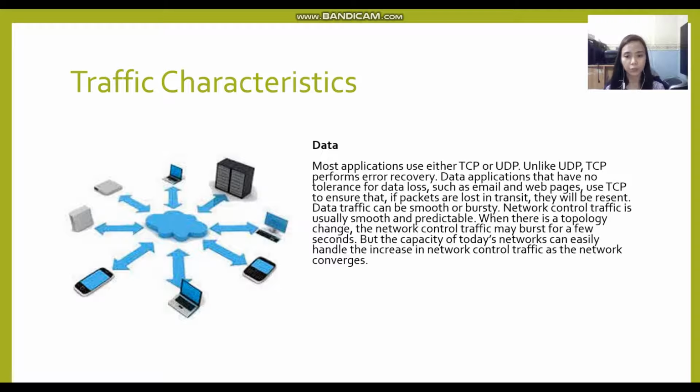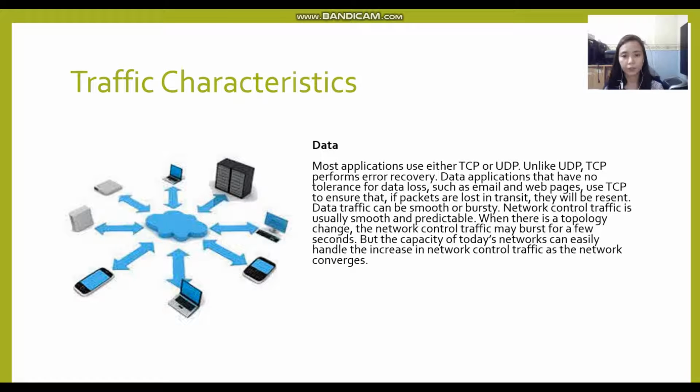Traffic characteristics, and the other one is data. Most applications use either TCP or UDP. Unlike UDP, TCP performs error recovery. Data applications that have no tolerance for data loss, such as emails and web pages, use TCP to ensure that if packets are lost in transit, they will be resent.